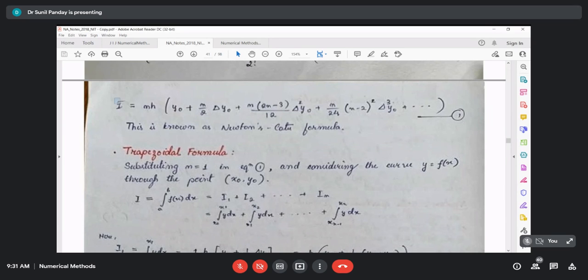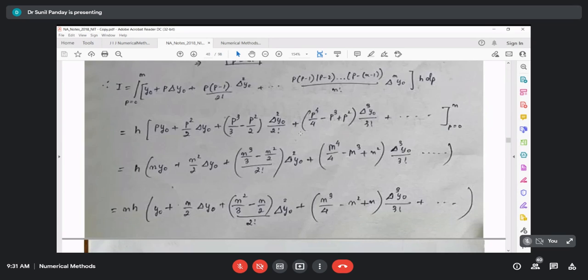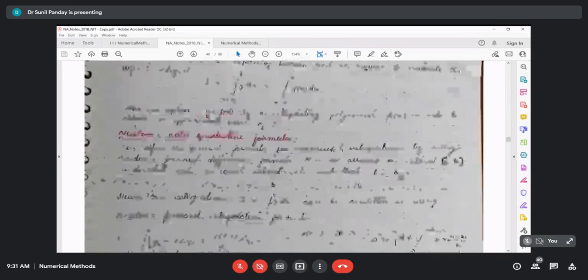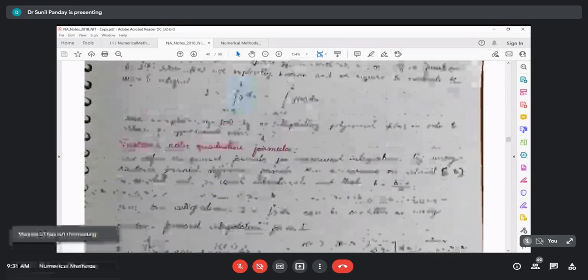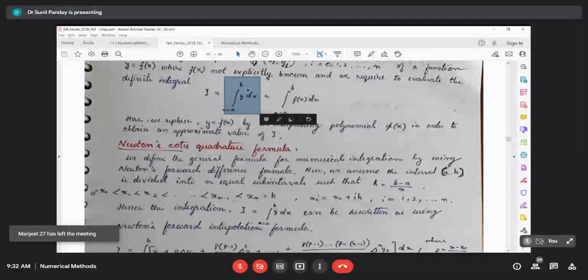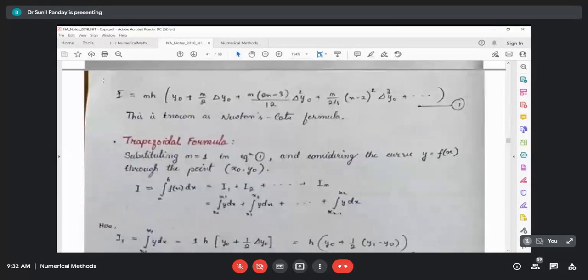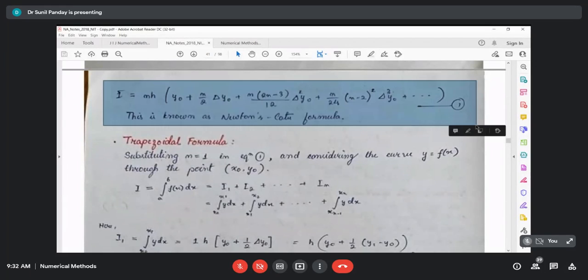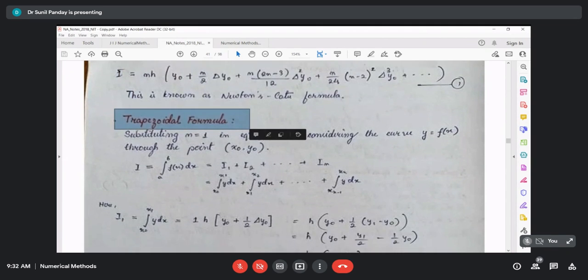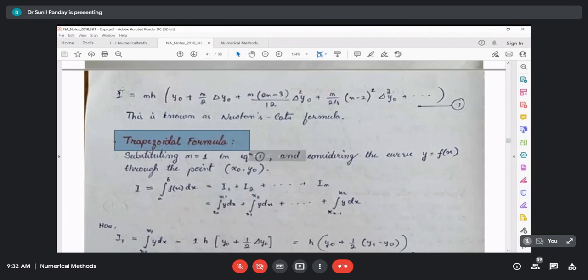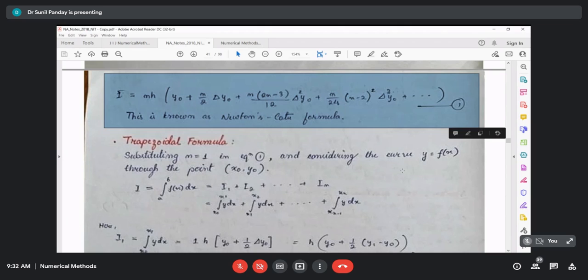So here what is I? Here I is actually this one, the integration of y dx. So the value of this integration is given by this Newton-Cotes quadrature formula. Now we develop the first formula, known as the trapezoidal formula, with the help of this Newton-Cotes quadrature formula.